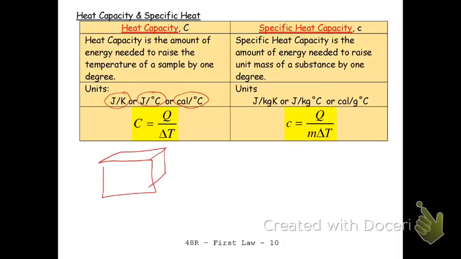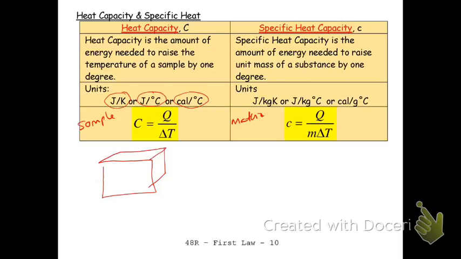We tend to talk more in terms of specific heat. And the specific heat is for the material. This is for a sample. And this is for a material. It's like the difference between mass and density. Density is for the material, mass is for a sample of that material.